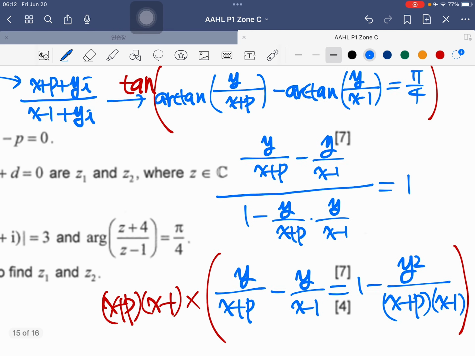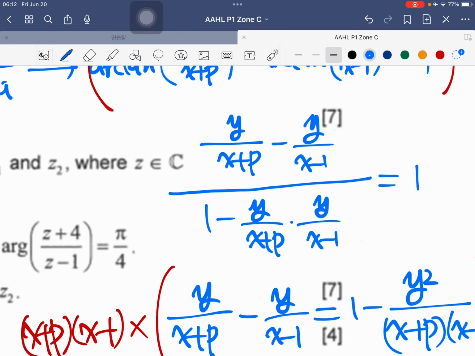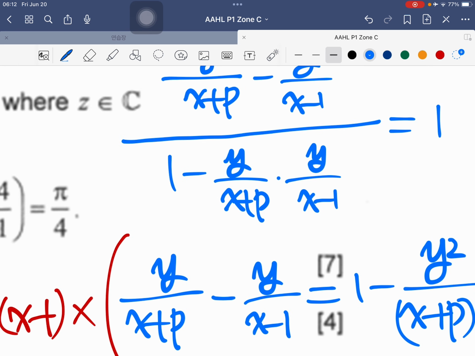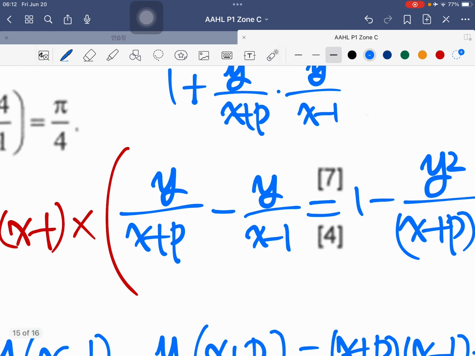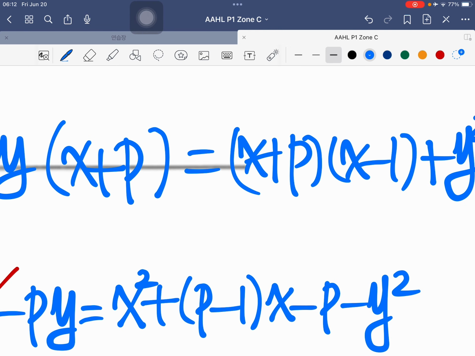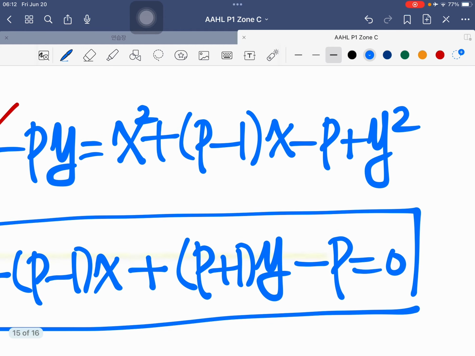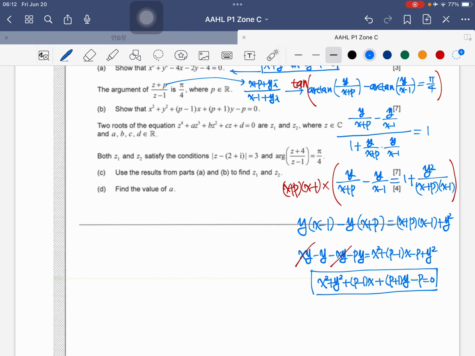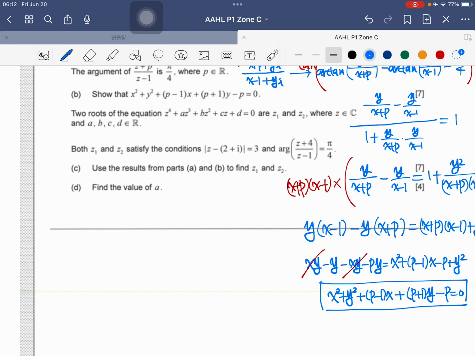I applied the wrong formula. So this tangent a minus b equals tangent a minus tangent b, and this is plus over here, so I made a mistake. Plus over here, and then it will be plus over here, and it will be plus here, so it's going to be plus over here. So this is exactly the same as x squared plus y squared plus (p minus 1) of x plus (p plus 1) of y minus p equals 0. Okay, we got it.